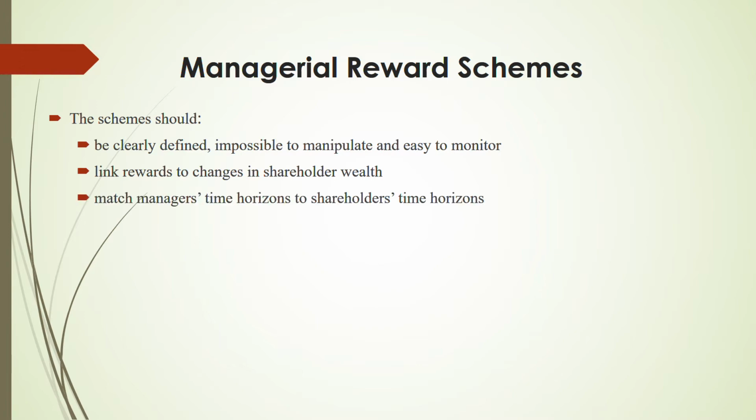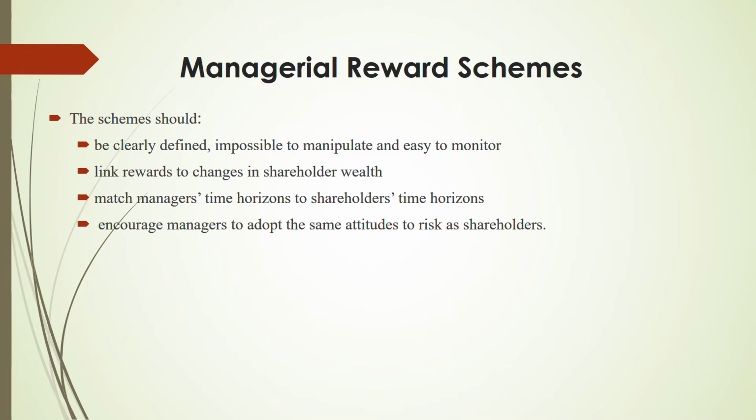Third, match the manager's time horizon to the shareholders' time horizon. Now shareholders might be thinking long term, let's say 4 to 5 years, for their reward scheme. The manager says 1 to 2 years. So you see it's not common. It has to be on the same page, both of them. The time horizon has to be similar for both of them. If you're having a reward scheme, make sure that you align the manager's time horizon with the shareholders' time horizon. Both have to be similar for it to be effective.